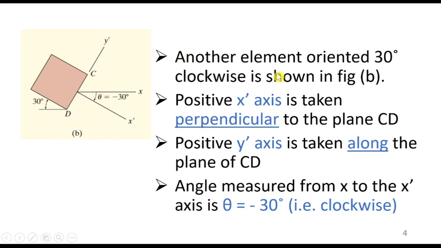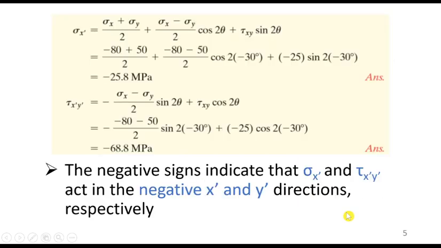So another element oriented 30-degree clockwise is shown in figure B. If you see, if this is the normal x-axis, then the x prime axis will be downward, meaning clockwise from this axis. That's why the angle is taken as negative, and this x prime axis will be perpendicular to this plane CD. The positive x prime axis is taken perpendicular to the plane CD. The positive y prime axis is along the CD axis. You can see here the angle measured from x to x prime axis is minus 30, meaning clockwise.